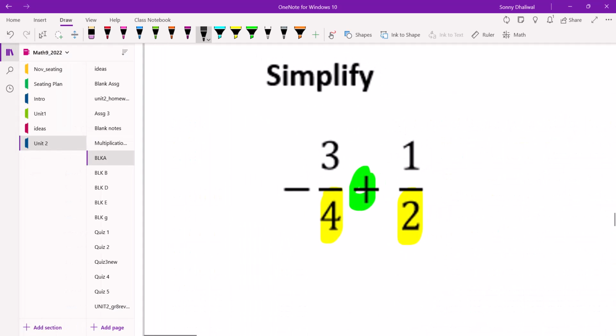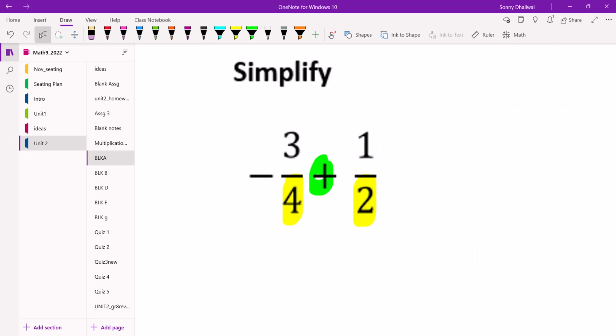So looking at these, the first number doesn't need to change, right? And because it's already a 4, the second one needs to change. So to change a 2 to a 4, you need to multiply the bottom by 2. And here's the thing, and this is one of the mistakes that students make over and over and over again, is they'll change the bottom number, but they'll forget to change the top, right?